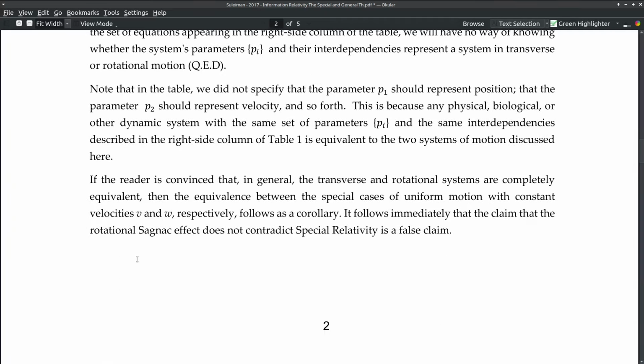Note that in the table, we did not specify that the parameter p1 should be represented. All right, let's look at the table real quick here.